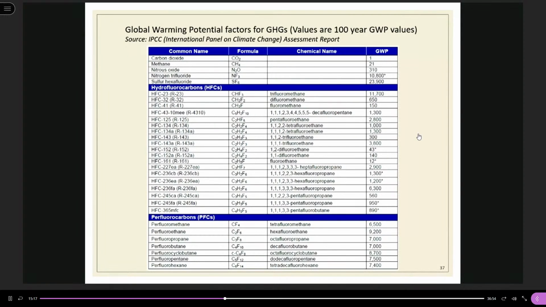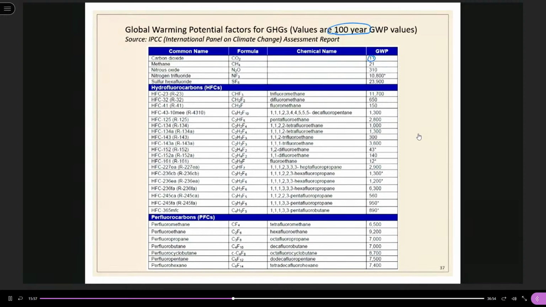This table gives you the global warming potential factors for different kinds of greenhouse gases, and 100 years is used for the lifetime in the atmosphere. For carbon dioxide the global warming potential is 1, and then we have methane, nitrous oxide, and many others. Carbon dioxide actually has the lowest global warming potential, but we have too much carbon dioxide in the atmosphere.